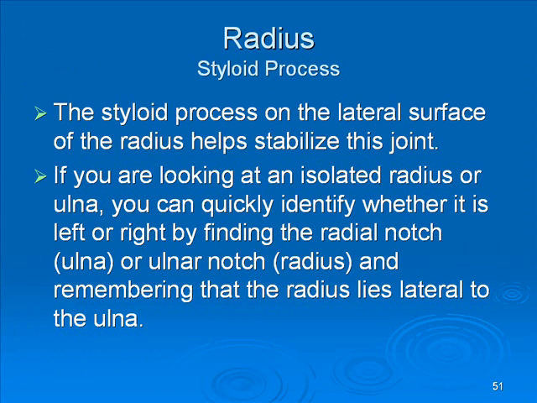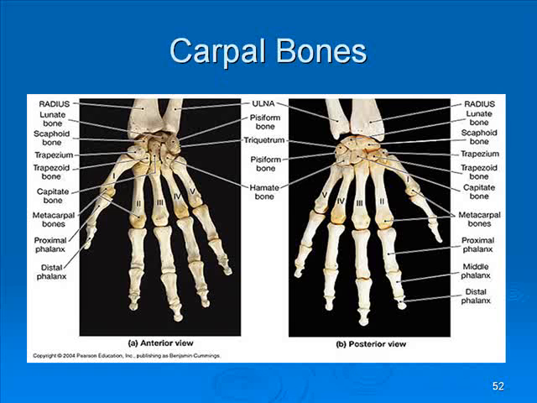If you're looking at the radius or the ulna isolated, you can quickly identify them by finding the radial notch and/or the ulnar notch, remembering that the radius lies lateral, ulna lies medial. You know that's going to be a test question. How many times have I asked that?